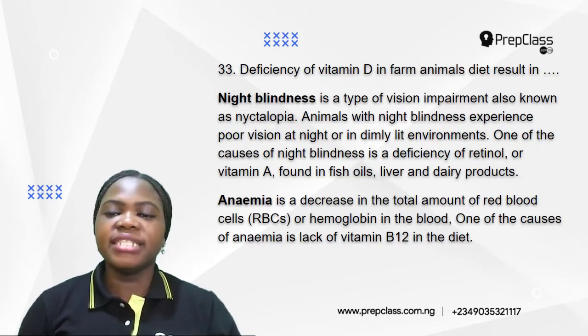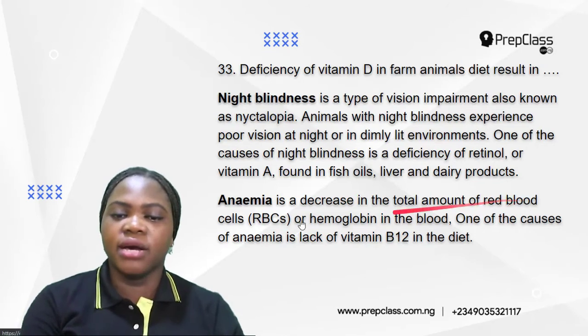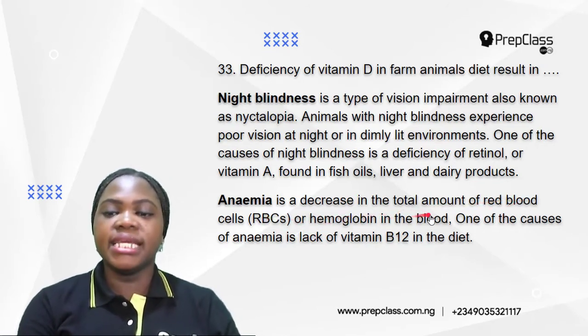Anemia is a decrease in the total amount of red blood cells or hemoglobin in the blood.